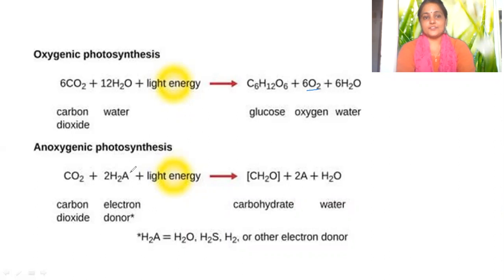Here the H2A is the electron donor. In oxygenic photosynthesis, the electron donor is water. Here it may sometimes be water, sometimes H2S, sometimes H2, or any other electron donor other than H2O. In this way, the two processes are differentiated.